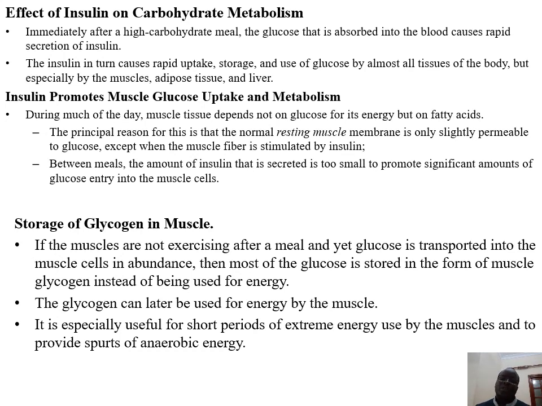So the muscle cells will preserve the glucose by converting it into glycogen. Then when they need the glucose back, there will be breakdown of glycogen in the process of glycogenolysis actually. It is especially useful for short periods of extreme energy use by the muscles and to provide spurts of anaerobic energy. So remember the glycogen lactic acid system that can provide energy for muscle activities. This is what it's pointing at.